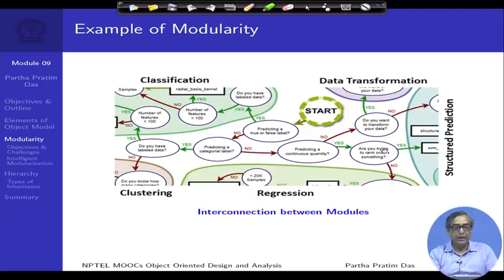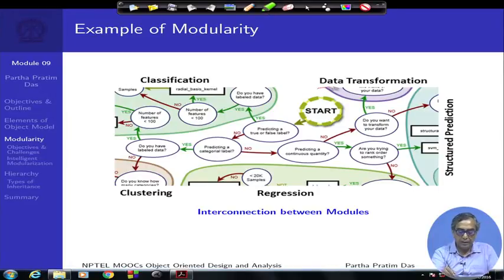And finally, all these different modules actually interplay between themselves. If you see on different sides, I am showing the different modules that we have already shown: the data transformation, the structured prediction, the clustering, classification, regression. All of these are the different modules that you have clubbed your code into, but then this together becomes a system when you have the interconnection between modules.